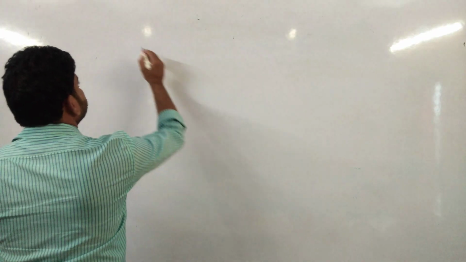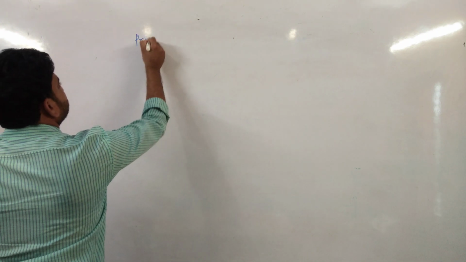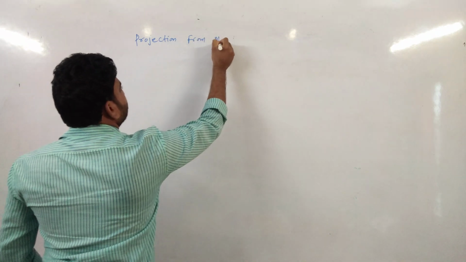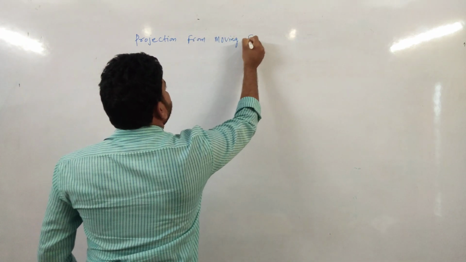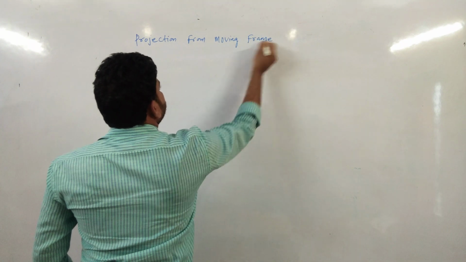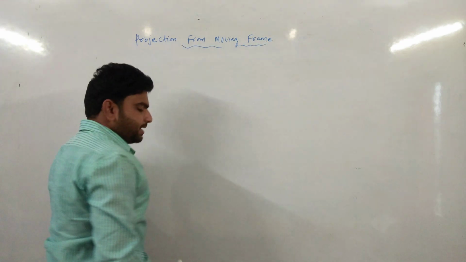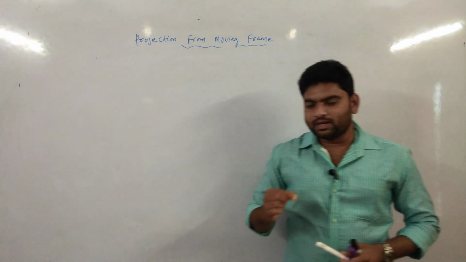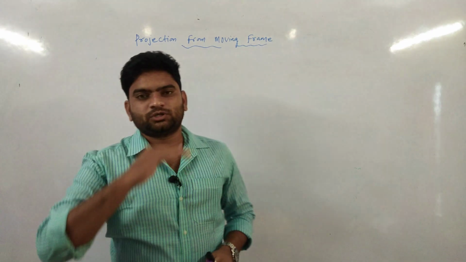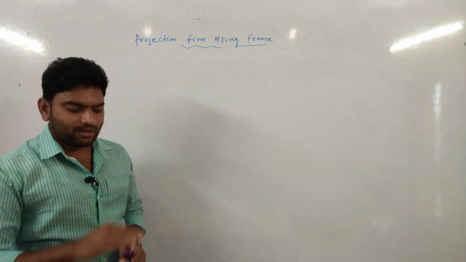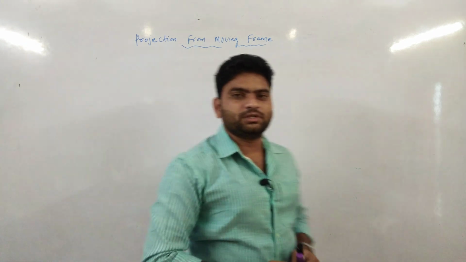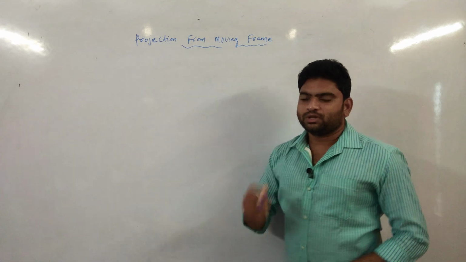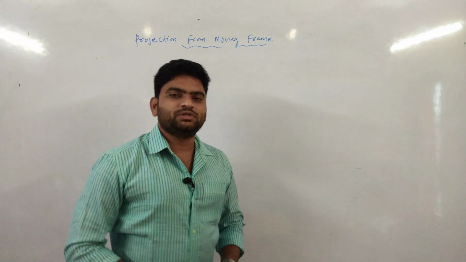That's what I am writing here. Projection from moving frame. So as of now we have discussed different cases of projectile motion, that is from earth to earth, and from the top we can say horizontal motion, above horizontal and below horizontal we have seen. But today we will see the new concept, that is projection from a moving frame. So here also there are 4 cases, we will see one by one.